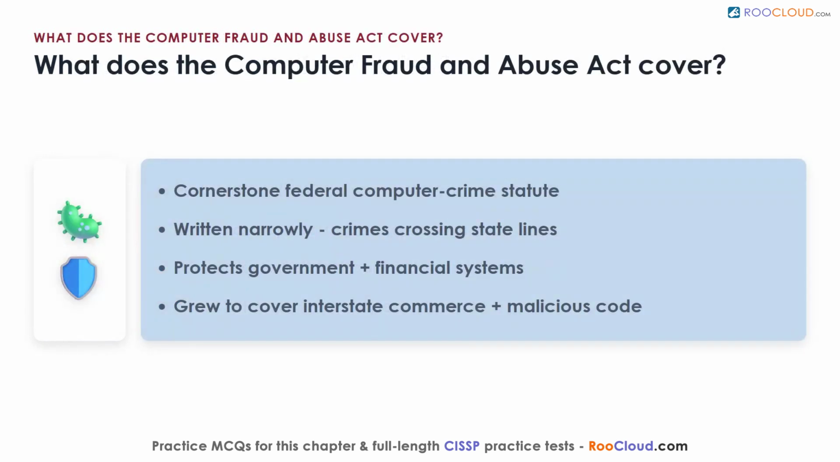What does the Computer Fraud and Abuse Act cover? It is the cornerstone statute for federal computer crime. It was written narrowly, on purpose, to cover only crimes that cross state lines, keeping it on solid constitutional ground. It protects computers used by the government, by financial institutions, and any machine whose compromise disrupts those operations. Over time, it grew to cover any computer involved in interstate commerce and to criminalize malicious code. Picture a national fence around critical machines. Cross it without authorization, and this is the law that catches you.